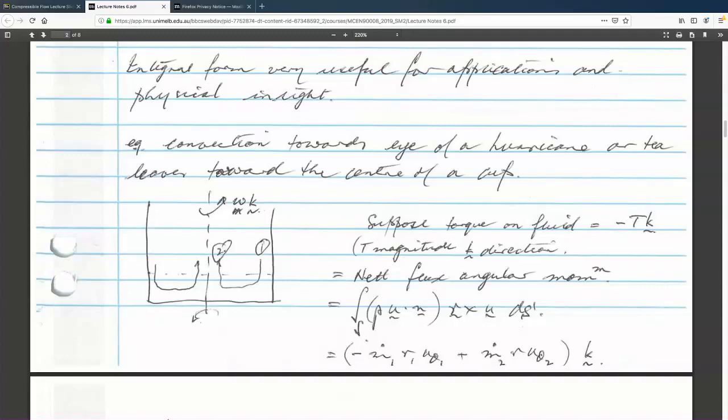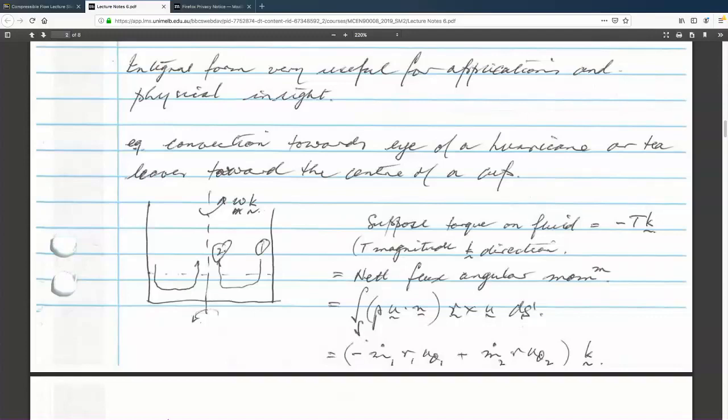Now I have to work out r cross u. Well, you would know that that's the moment about the origin. But if I want the moment in the x direction, it's simply this distance r times the angular velocity times the velocity. That's the moment of the momentum of the fluid, r u theta. So coming in here, that moment r cross u is going to be r1 u theta 1. Obvious.